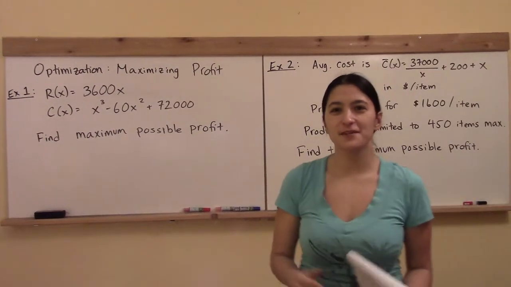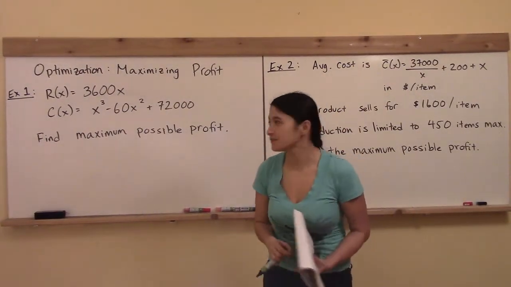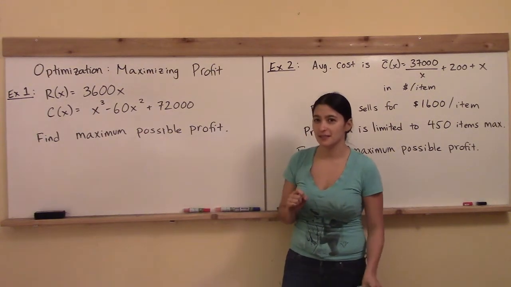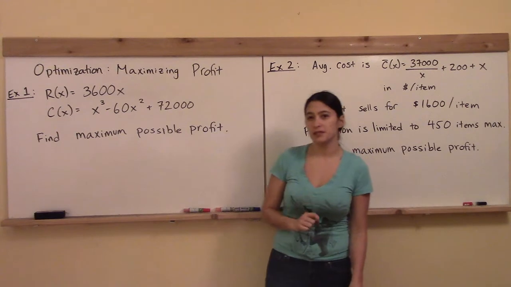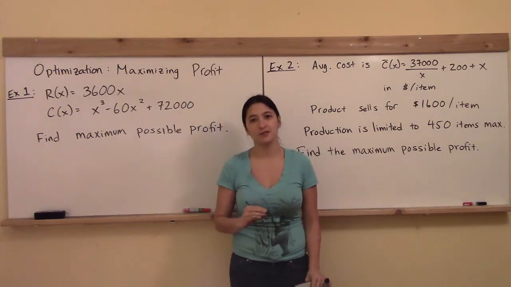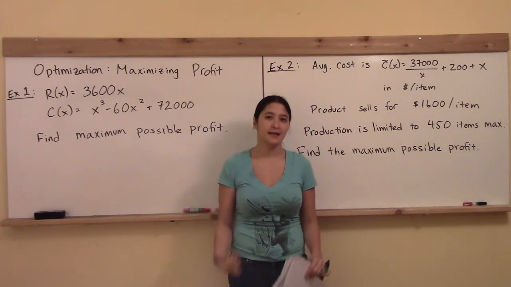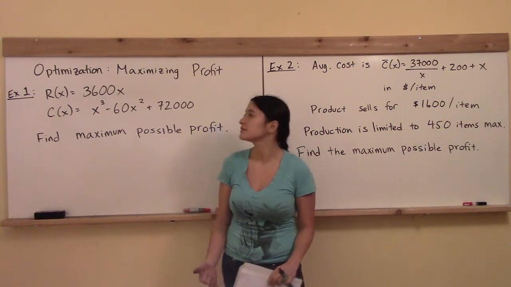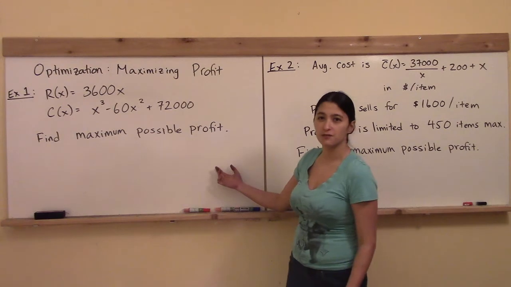Hi! In this video I'm going to show you two examples of optimization in terms of maximizing profit. The key thing that's going to be difficult here is the formation of the profit function. As soon as we have that profit function in hand, then it's just going to be a question of finding the absolute maximum using calculus. Okay, so let's get started with this first example.